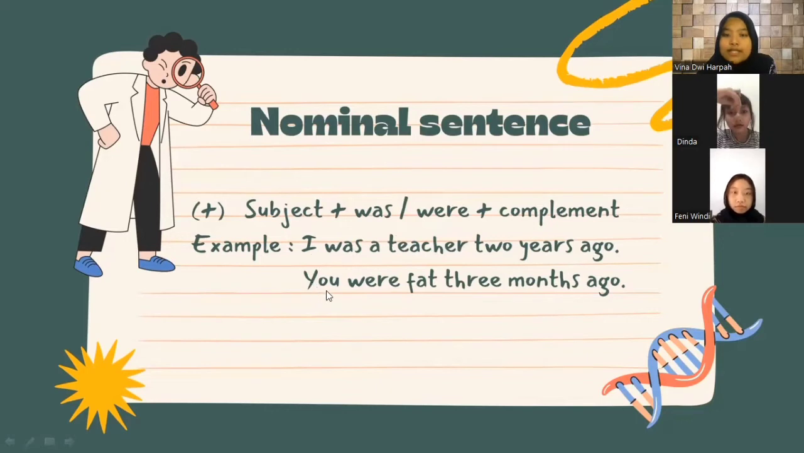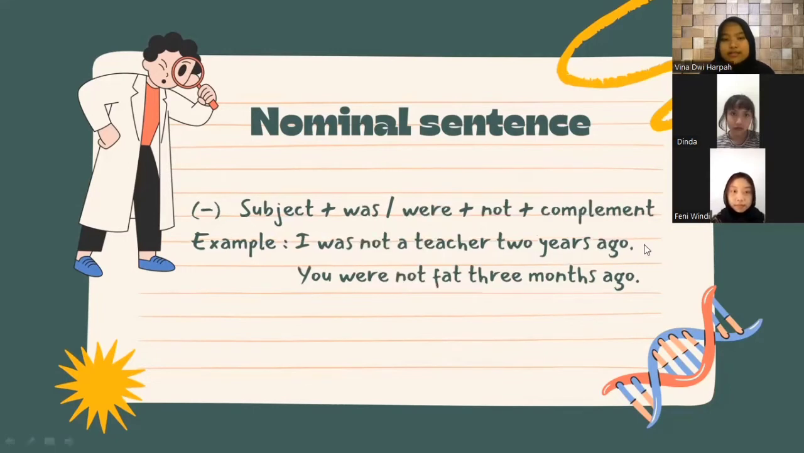So the next example is, you were fat 3 months ago. You is subject, were to be, and fat 3 months ago is complement. This sentence has meaning that I was a teacher 2 years ago, so now I'm not a teacher. And you were fat 3 months ago, so now you are not fat.